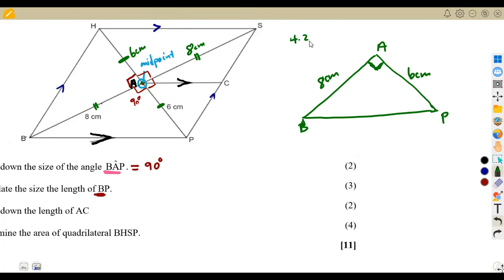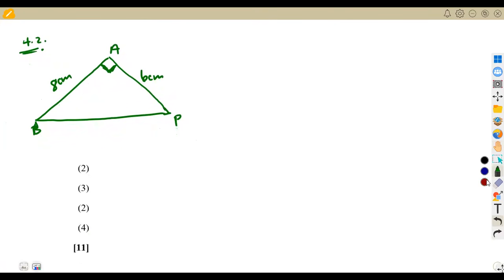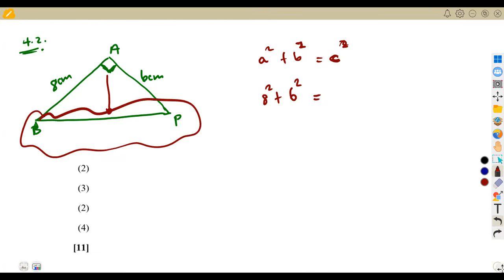So this is 4.2. So calculate BP using our Pythagoras theorem, because you're given two sides on a right angle triangle. So it follows that, remember that a squared plus b squared is equal to c squared, whereby these are the shorter sides. This is the hypotenuse. So the shorter sides in this case are 8 and 6. So we're going to square 8 squared plus 6 squared is equal to c. That is the hypotenuse, the longer side, the one that is opposite to what? 90 degrees. Remember your Pythagoras theorem, guys.